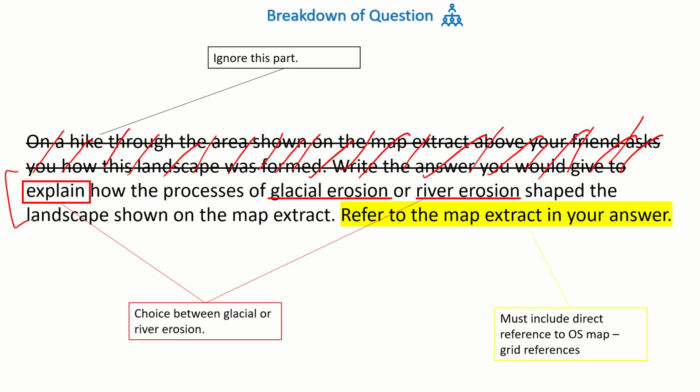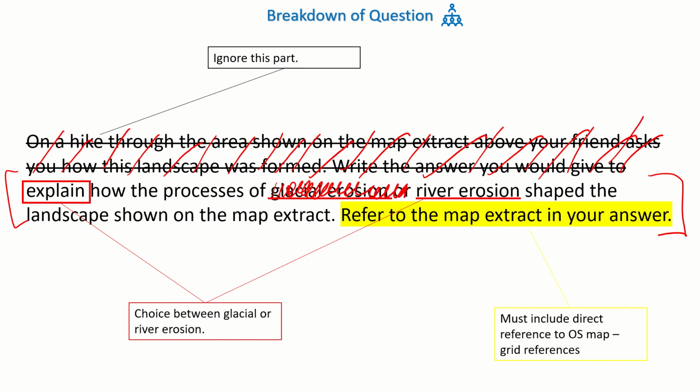So what I'd like you to focus on is just this part of the question. What the question is basically asking us to do is explain how the process of glacial or river erosion shaped the landscape on the map extract, and you must refer to the map extract in your answer. So we're going to write an answer together. We're going to focus on river erosion.